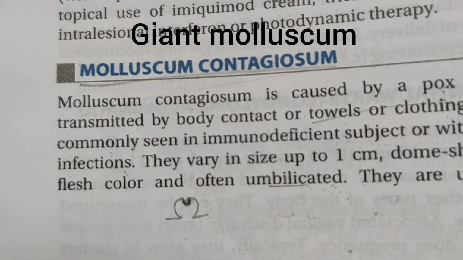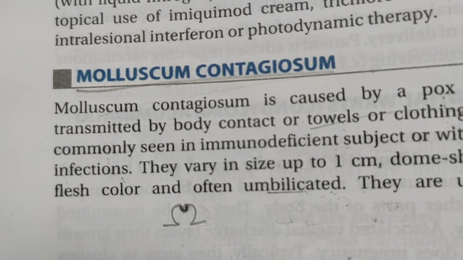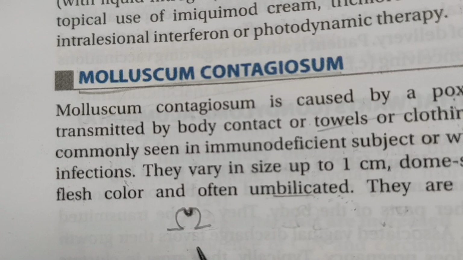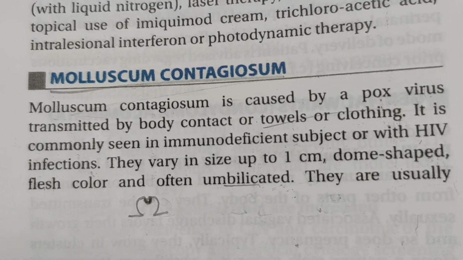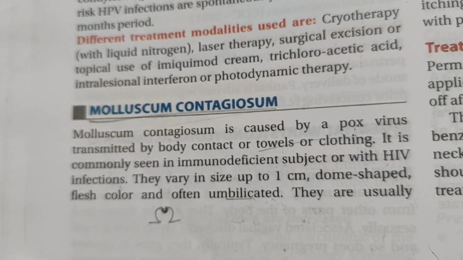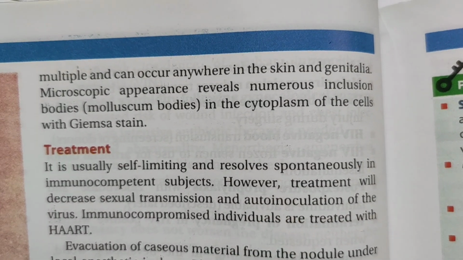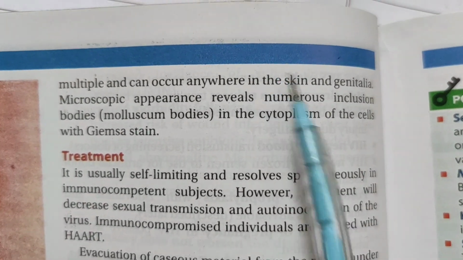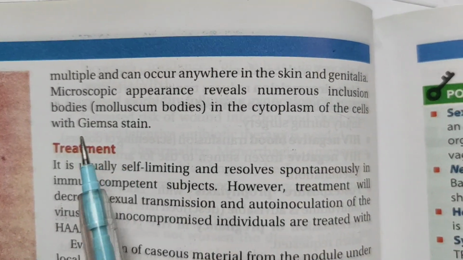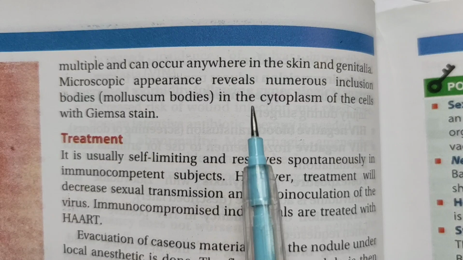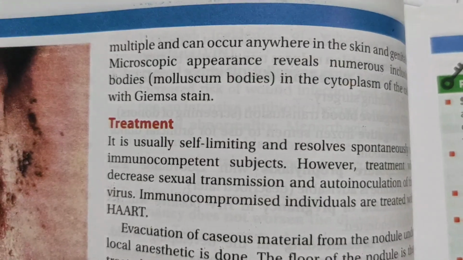Giant molluscum contagiosum occurs in immunosuppressed patients. It looks like colorless plaques. They are usually multiple and can occur anywhere on the skin and genitalia. Microscopic appearance reveals numerous inclusion bodies, molluscum bodies, in the cytoplasm of the cell with Giemsa stain.